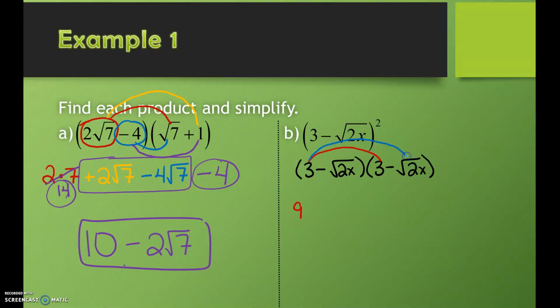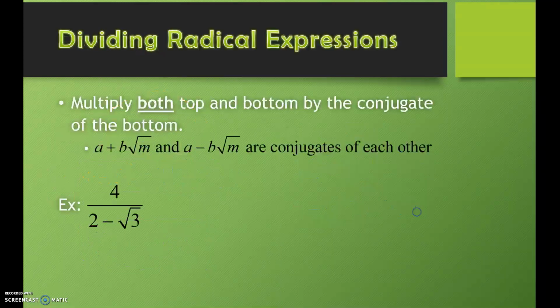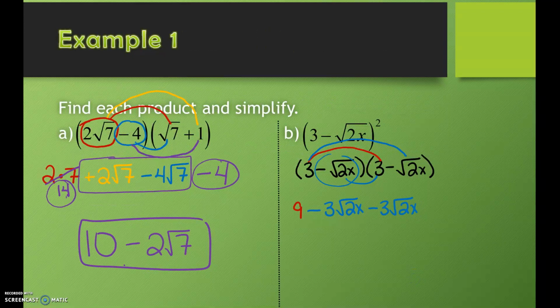3 times the negative square root of 2x would be negative 3 square root 2x. Then we have negative square root of 2x times 3. That would be another negative 3 square root of 2x. And then negative square root of 2x times negative square root of 2x would be positive 2x.